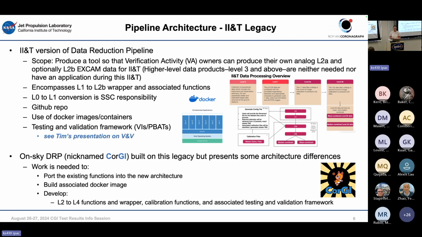In addition, on top of that, we need to develop the L2 to L4 functions and wrapper, calibration function, and associated testing and validation framework. Some other small differences from INT are that, for example, for INT we were not able to acquire a proper master flat, so we used a map of one, and we didn't use a bad pixel map for the INT data. So there are a couple of differences that we need to account for and work on for this part of the data reduction pipeline.